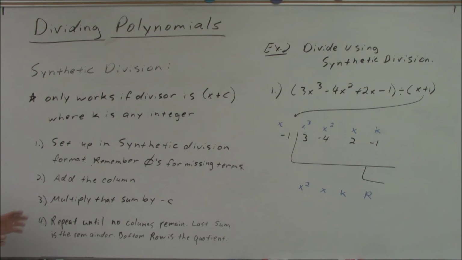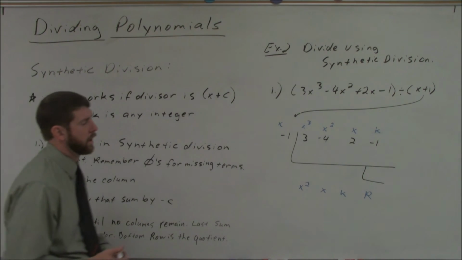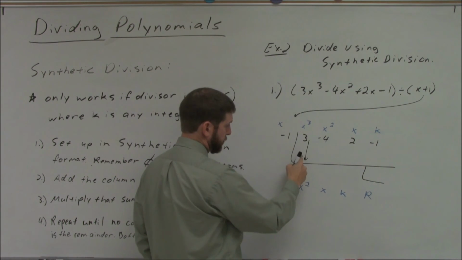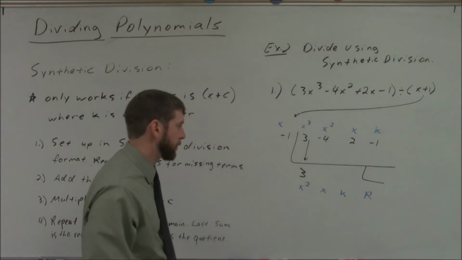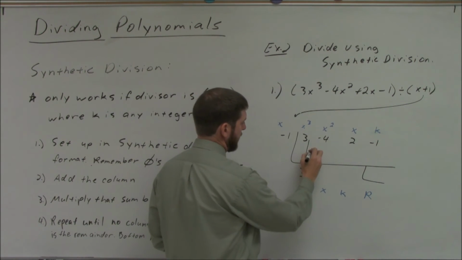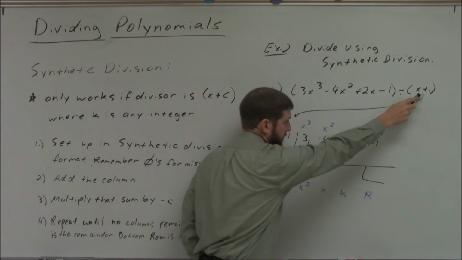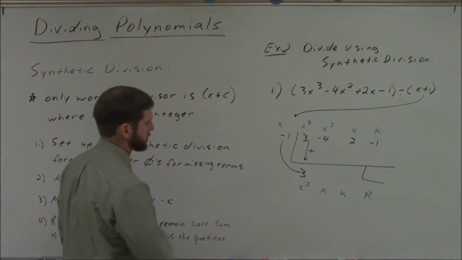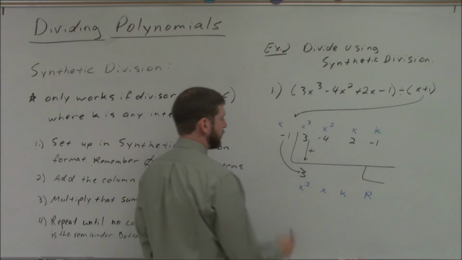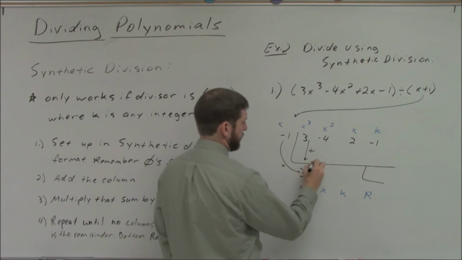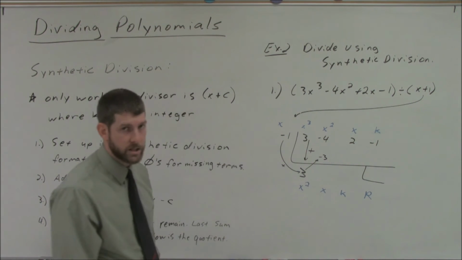So once we're set up, it goes really fast. Setup's usually the longest part. Add the columns, multiply that sum. That's it. Add the columns, multiply the sums. So when I add my columns up, 3 plus nothing is 3. And then I'm going to multiply that by the opposite of C. This C, this constant, was a +1, so I'm going to be multiplying by a -1. So -1 times 3 is going to give me -3. And we just put that in the next column.